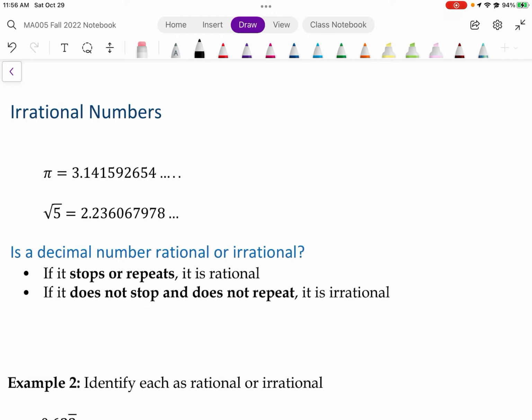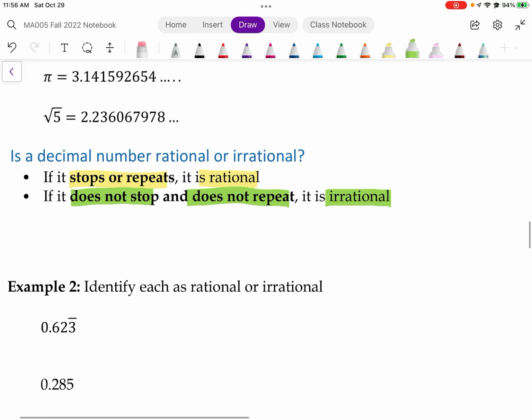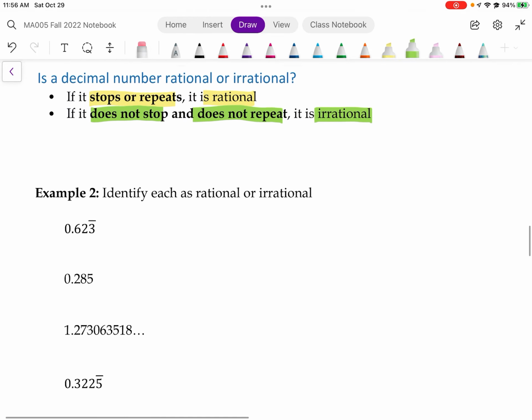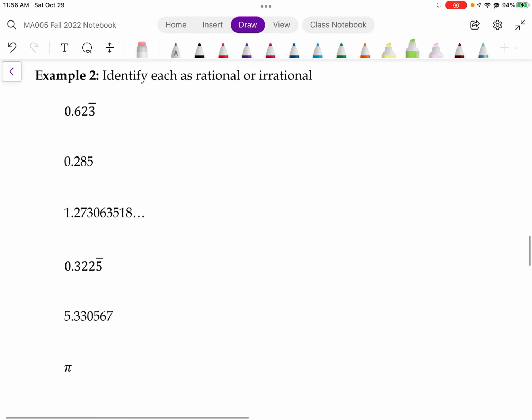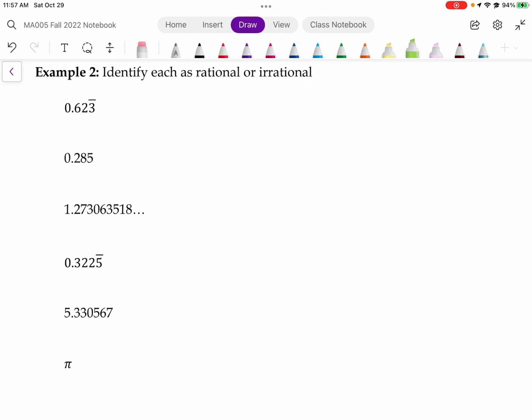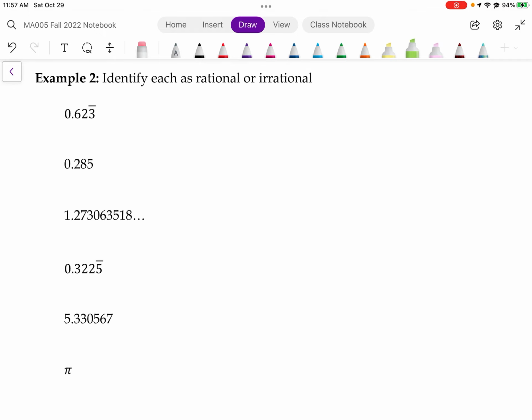So remember, is a decimal number rational or irrational? If it stops or repeats, like we just said above, stops or repeats, it is rational. If it does not stop and it does not repeat, it is irrational. All right, so we're going to identify each of these as either rational or irrational. So from what I just told you, pause the video and see if you can figure out which is which.